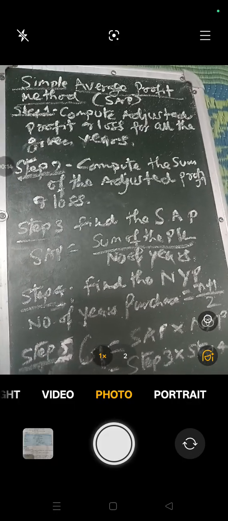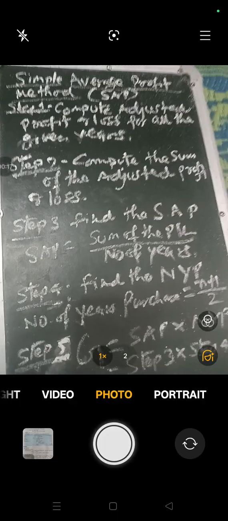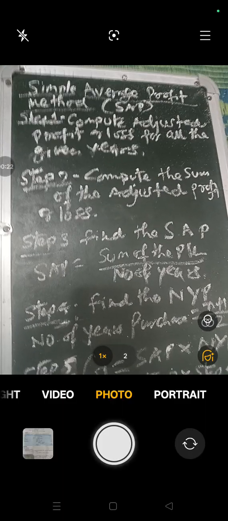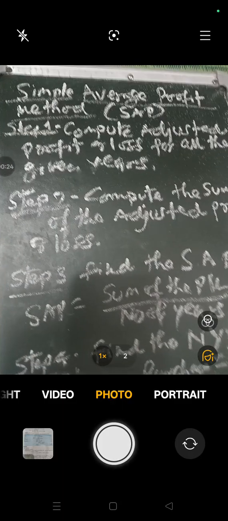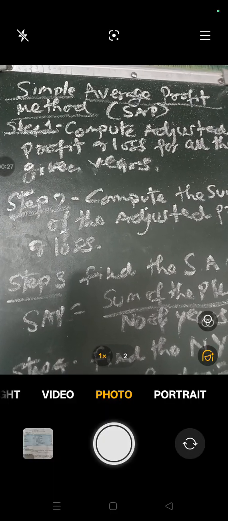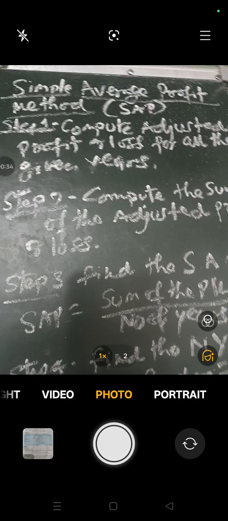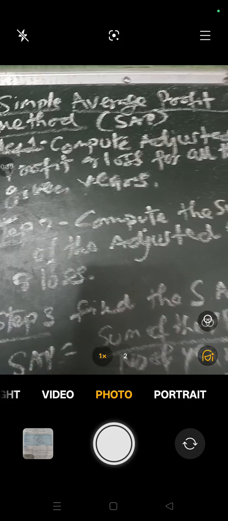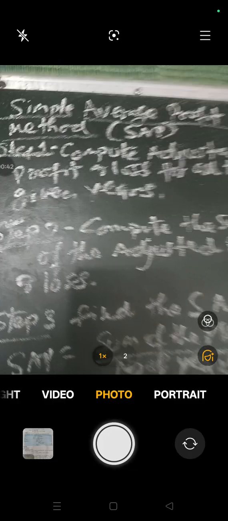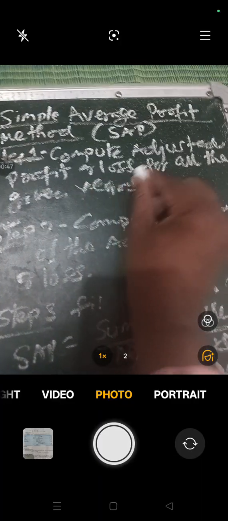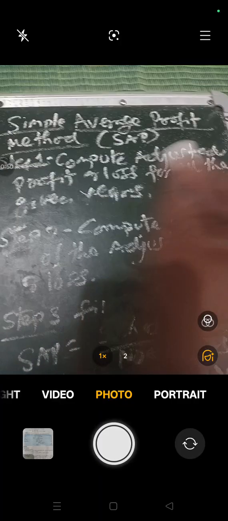In this section, we are going to learn the valuation of goodwill under the simple average profit method. The simple average profit method of valuating goodwill says that you have to follow certain steps to compute goodwill of a firm. So, what is the very first step? Step 1 says: compute adjusted profit or loss for all the given years.